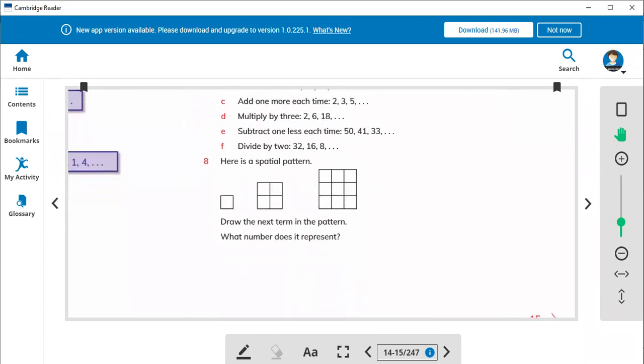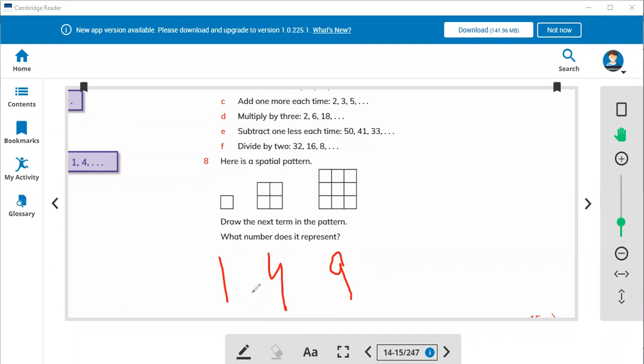Let's do question number 8. Here is a special pattern. Draw the next term in the pattern. What number does it represent? Okay, here first we have 1, then 4, then 9. So what we have to do, see here 1, 4, 9. So we are adding some sequence. We have to represent the pattern. What is the next term in this pattern?